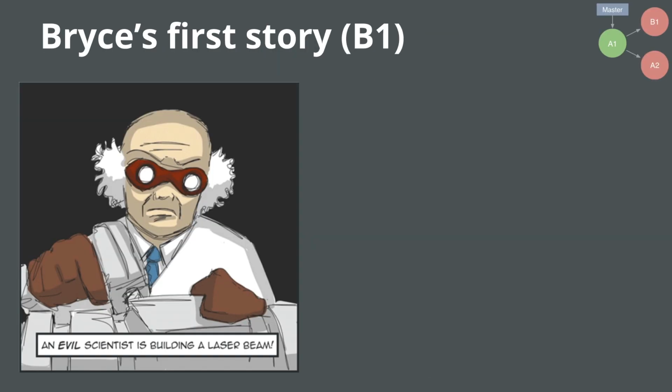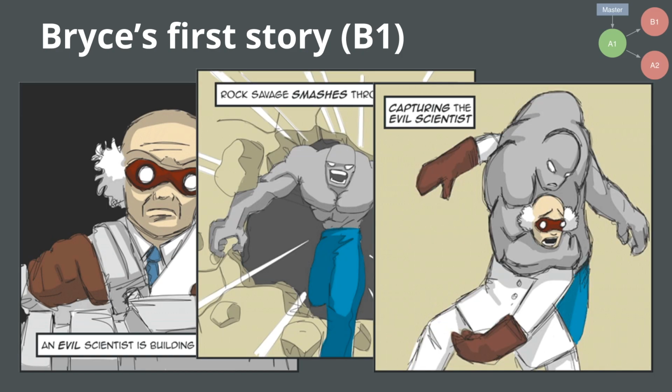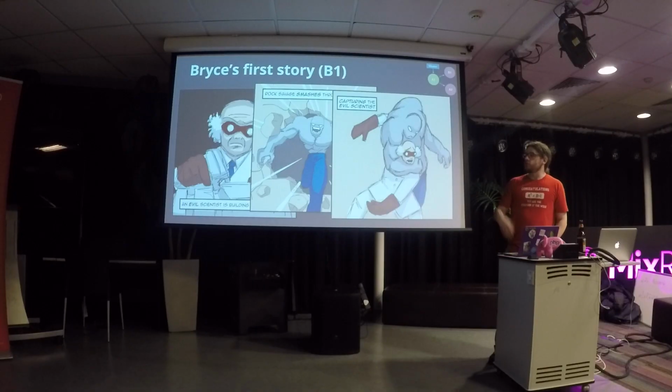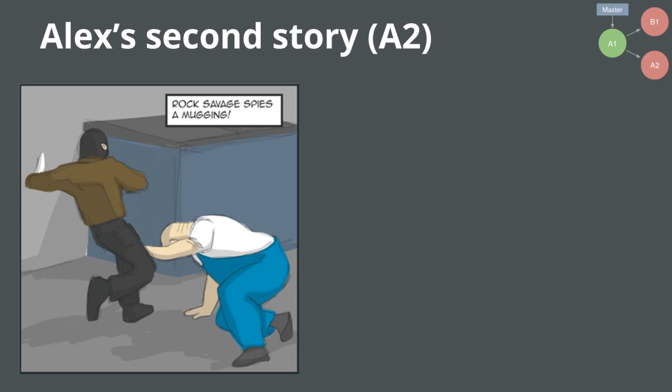So Bryce starts writing Bryce's story. An evil scientist is building a laser beam, which is what they do and why there shouldn't be any science. Rock is smashing through the wall and captures the evil scientist. That's Rock's version of events, right? I mean, as far as we know, the scientist was working on a cure for herpes.